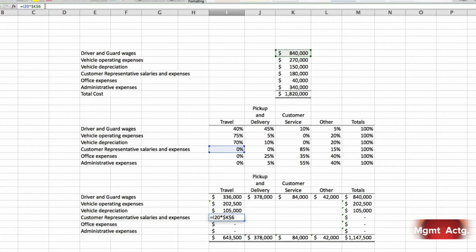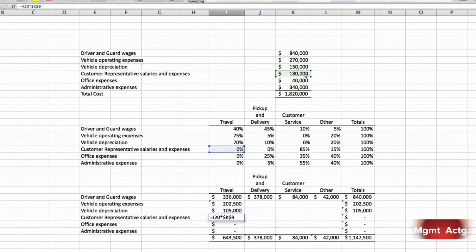Click in here again, and when I say click in here, look at where my mouse is. It's over on the function line in here. You click here, you backspace. Now this is customer representative salaries and expenses. If we look up here, customer representative and salaries, this is the 180 that we want. We can see that we're in row 9. So we just backspace, we hit 9.